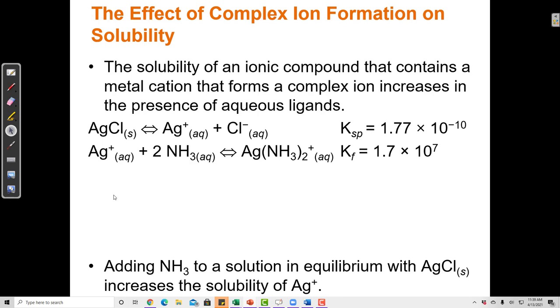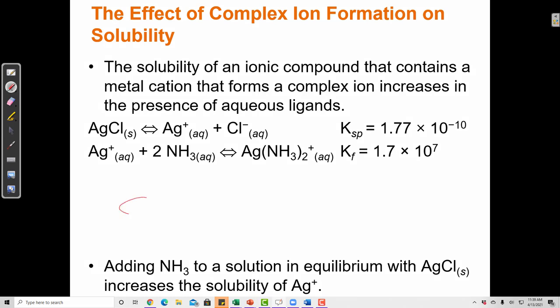So now finally, to cap it all off, we've talked about Ksp, which is numbers that are generally very small because we're talking about insoluble compounds. And we've talked about Kf, which are generally numbers that are very large because we're talking about this being an incredibly favorable complex to make. So what happens if I am trying to dissolve silver chloride? I put some silver chloride in water.